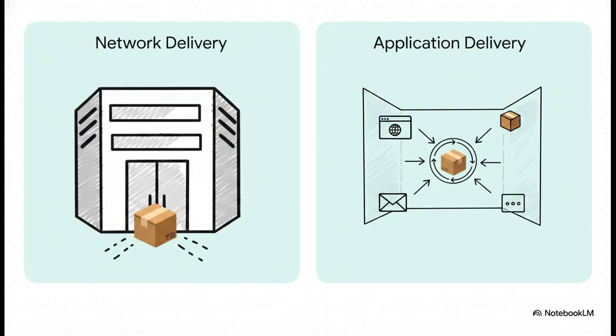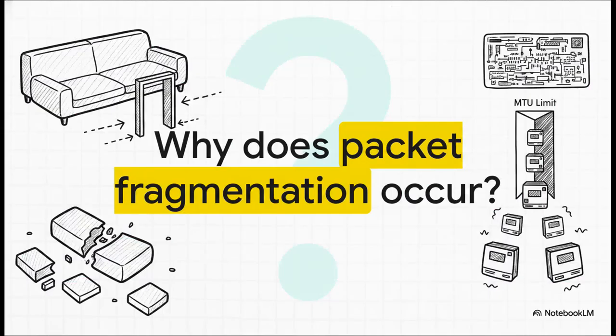Here's the trick to remembering this. Layer 3 gets the data to the correct building using an IP address, but Layer 4, the transport layer, gets the data to the correct specific application using a port number. Basically, Layer 3 cares about the destination machine, Layer 4 cares if the data goes to your web browser or your email client.